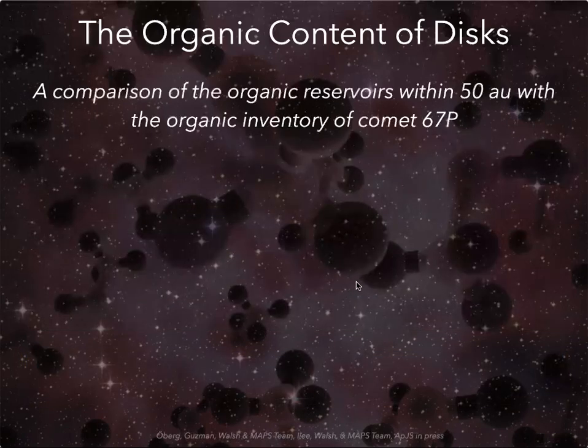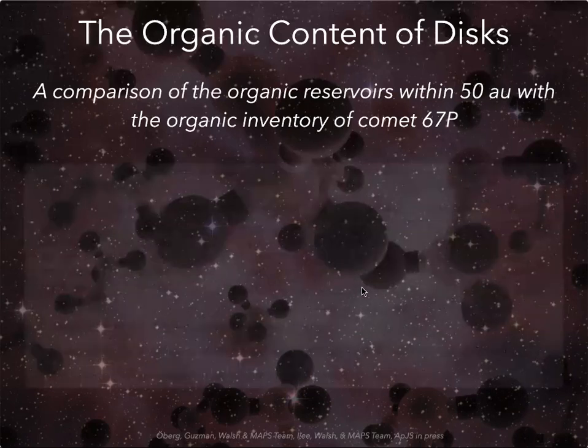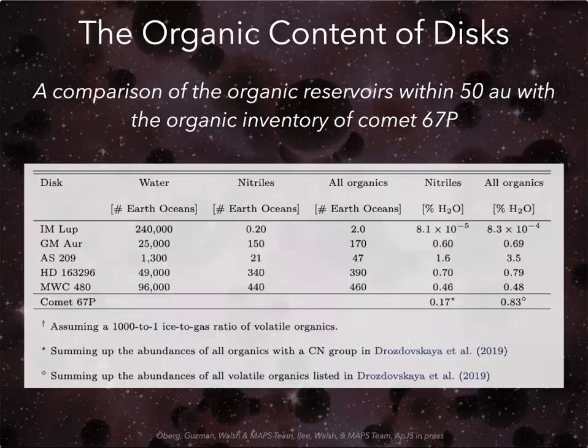And then finally, the last thing that we did was we tried to sum up, which is quite a difficult job to do. We tried to sum up everything that we had within the 50 AU region within each disk. This is a table with a lot of numbers, but I just want you to focus on these 2 columns. We summed up for the 5 disks the percentage of molecules that we had in nitriles with respect to water, and then also all organics, anything that's carbon bearing, with respect to water. And then we compared that with what we know from Comet 67P, for which we have the biggest inventory, if you like, of what that comet is made out of.